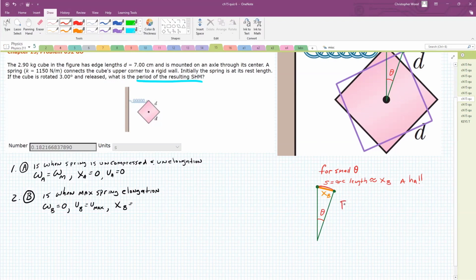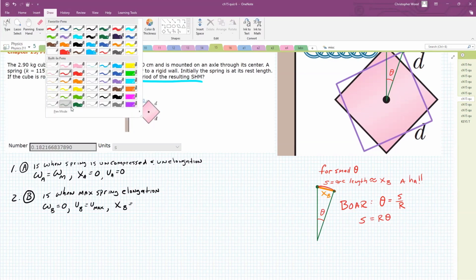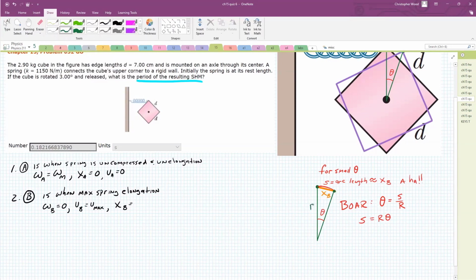I'm going to do birth of a radian. Birth of a radian says the following. Did you know that radian measure is defined as S over R? If that's the case, that's how I can say S equals R theta. And now let's personalize it. What is R? R is this right here. This is the arc radius. That's R.